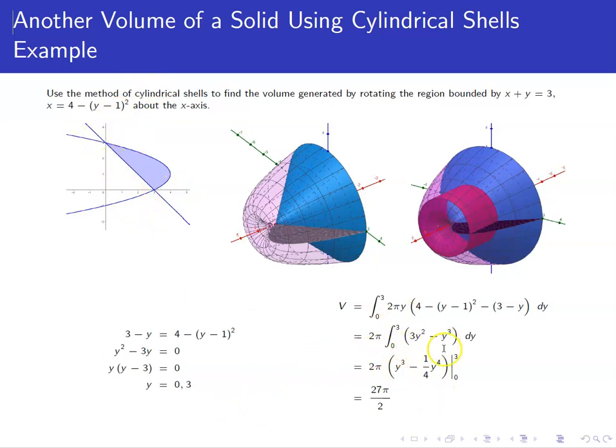So going through, finding an antiderivative for our integrand, plugging in our endpoints, and simplifying, we should get 27 pi over 2. Again, remember the big thing here when we're using shells is we need a radius and a height so that we can use 2 pi times the radius times the height times the thickness to give us the volume of that particular shell. And then the integration is what adds all of those volumes together.